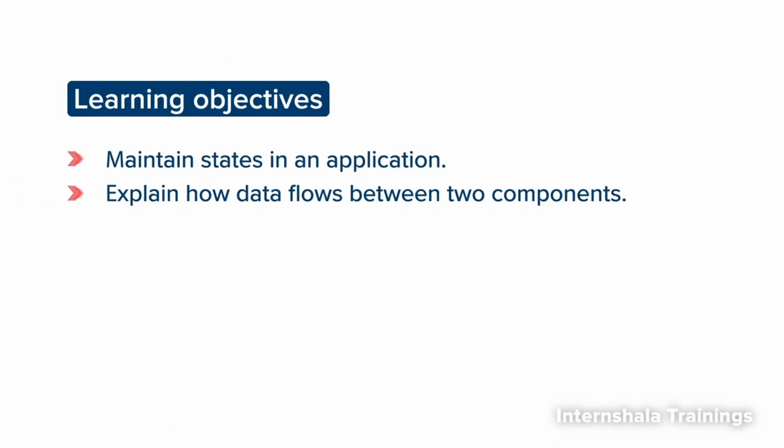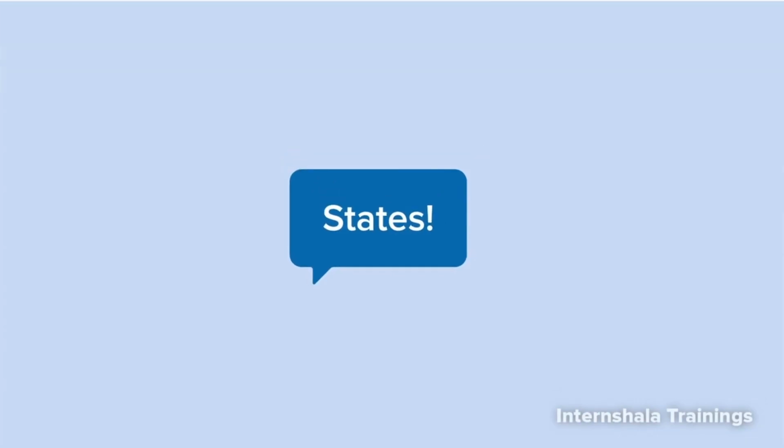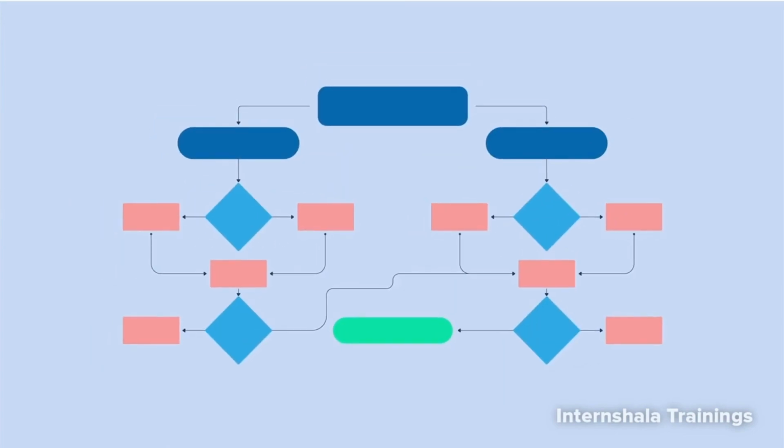After going through this video, you will be able to maintain states in an application and explain how data flows between two components. In the previous topic, we introduced states to our app.js code, and by using them, we were able to change the color of the headings upon user interaction. In this video, we will learn a few more interesting things about states. That is, we will learn what is the best way to maintain the states and how data flows between the components.